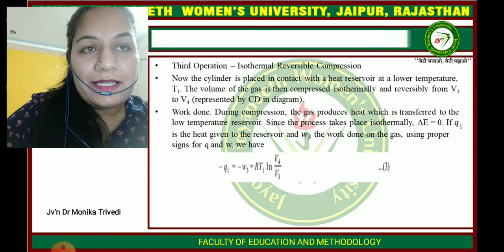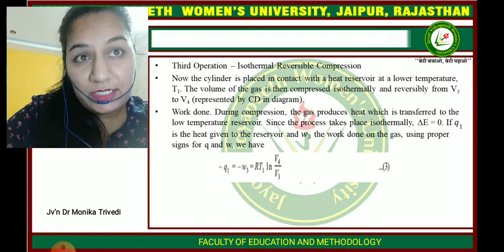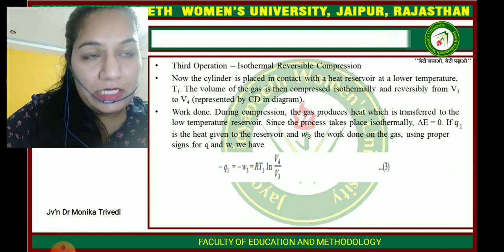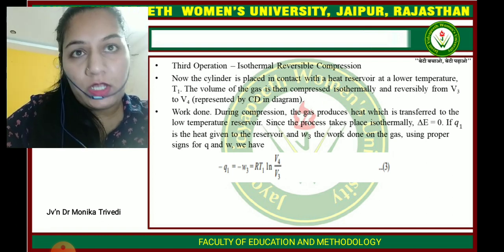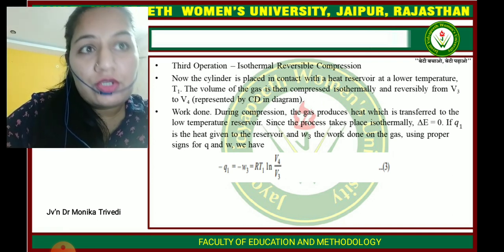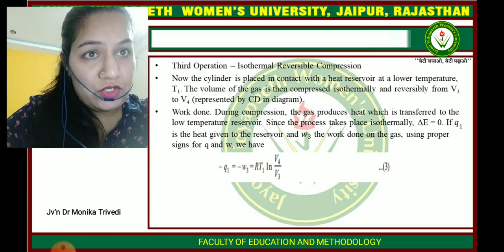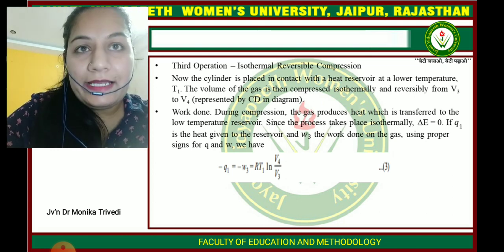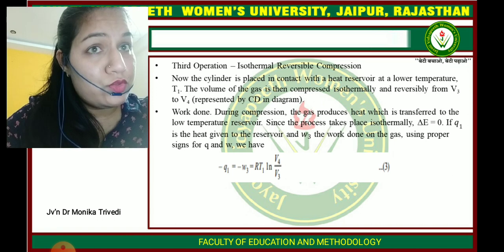Now the third operation, which is isothermal reversible compression. The cylinder is now placed in contact with the heat reservoir at the lower temperature T1. The gas is then compressed isothermally and reversibly from V3 to V4, represented in graph by CD. The work done during the compression of the gas produces heat which is transferred to the low temperature reservoir. Since the process takes place isothermally, del E, the internal energy change, is equal to 0.